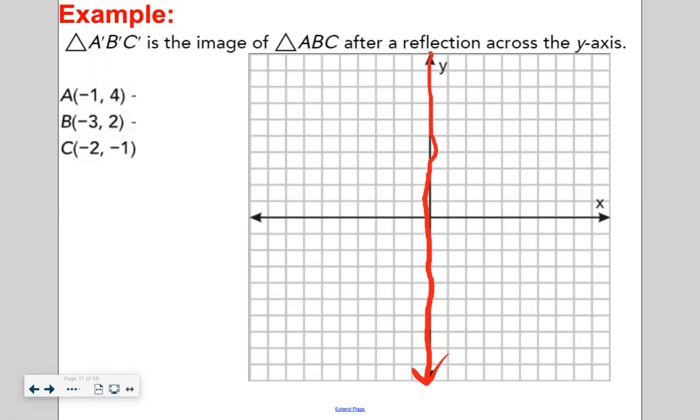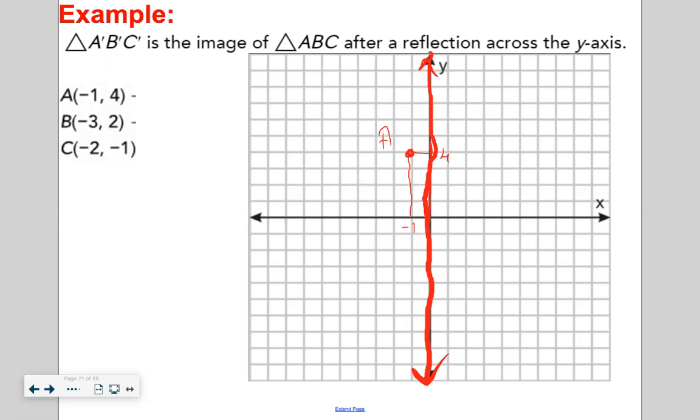It's the line of the reflection. After that, we need to plot the points. My points are A is negative 1, 4. This is negative 1. 1, 2, 3, 4. This is 4.